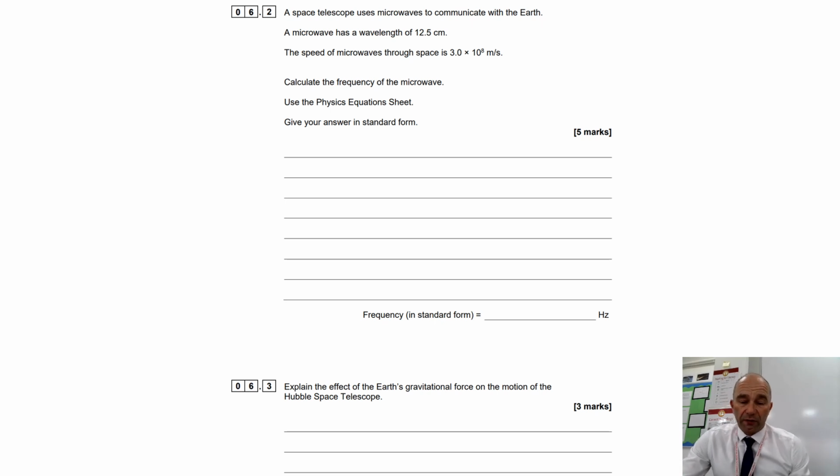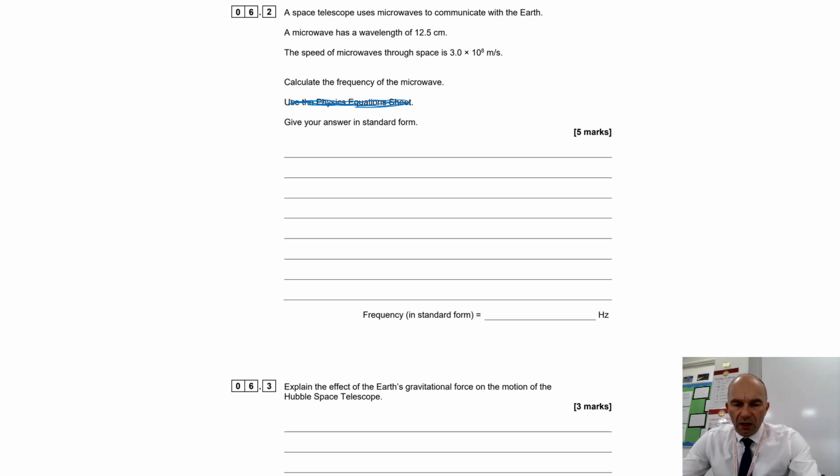And then question 6.2, we've got a space telescope that uses microwaves to communicate with the Earth. A microwave has a wavelength of 12.5 centimeters, and we've got the speed of microwaves through space. We should know that it's 3 times 10 to the 8. That's the same speed of light. Calculate the frequency of the microwave. Use the physics equation sheet. Well, unfortunately, we don't get that one, and we've got to give our answer in standard form. Now, this question is just so generous, the fact that we're getting 5 marks for it.